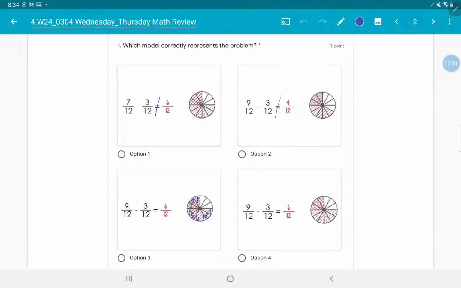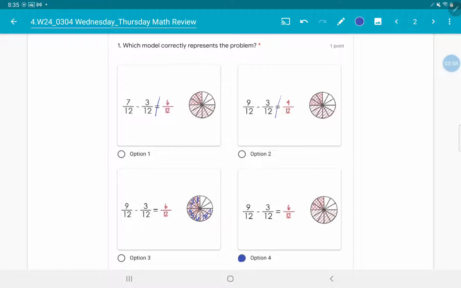Okay, so on option 4, we have 9/12 minus 3/12 equals 6/12 again. This time we can see that they shaded 9 of the 12 pieces. And how many did they cross out, Olivia? 3. They crossed out 3/12. So that leaves 6/12 shaded, and that is the correct answer.